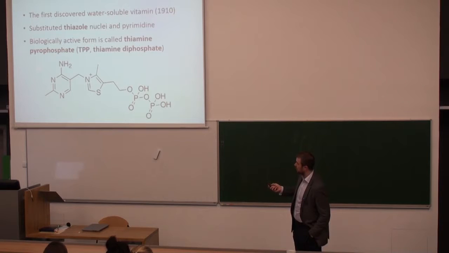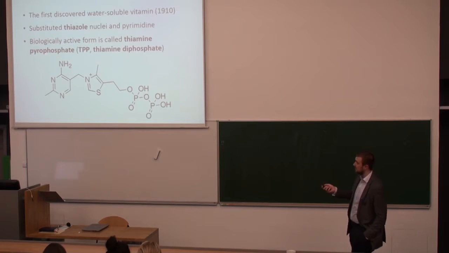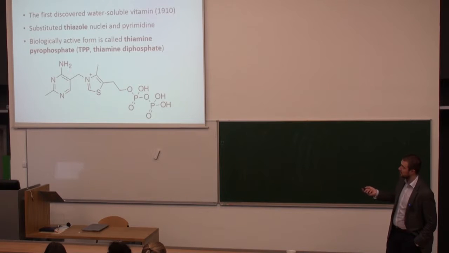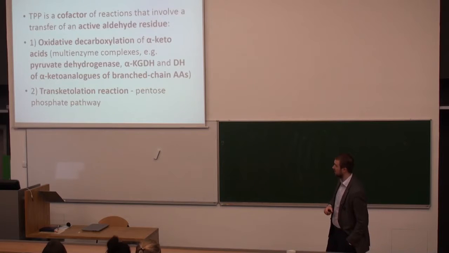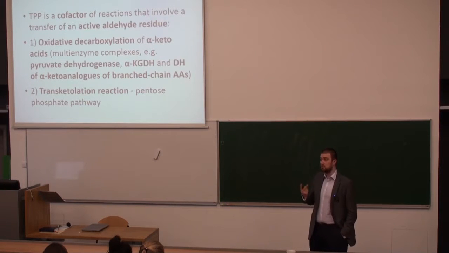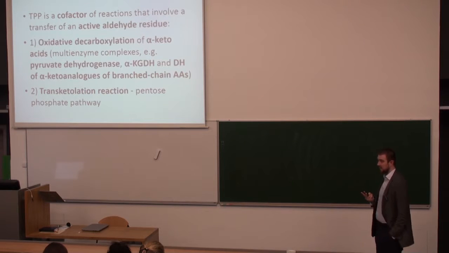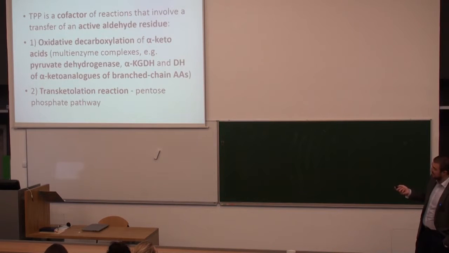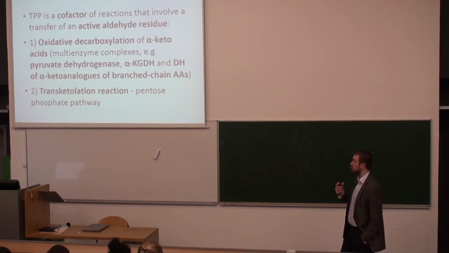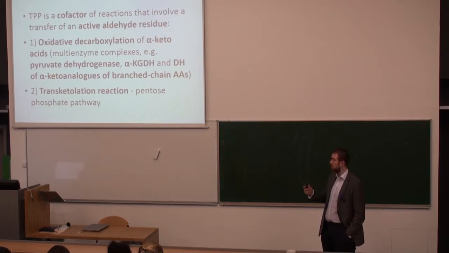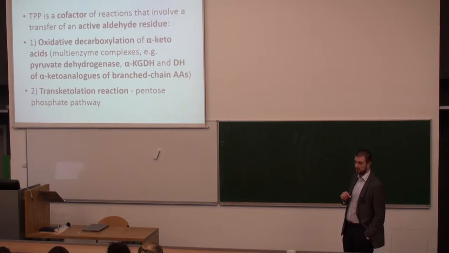This is the structure of the vitamin itself. That means it is produced by condensation of thiazole and pyridine. So you see two cycles and then the pyrophosphate. The role in the metabolism is at two basic positions. We can say in general that it's inside the metabolism where you transfer an active aldehyde residue. First is if you do oxidative decarboxylation of some alpha-keto acid.